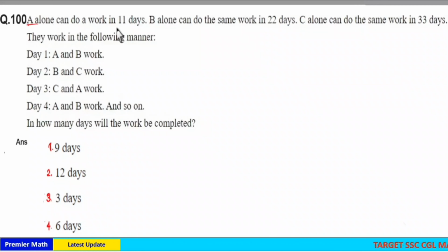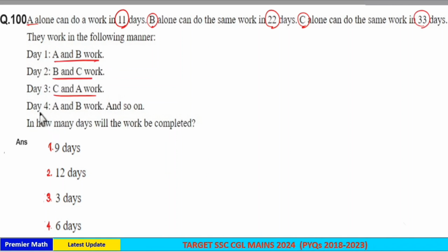A alone can do a work in 11 days. B alone can do the same work in 22 days. C alone can do the same work in 33 days. They work in the following manner. Day 1, A and B work. Day 2, B and C work. Day 3, C and A work. Day 4, A and B work, and so on. In how many days will the work be completed?